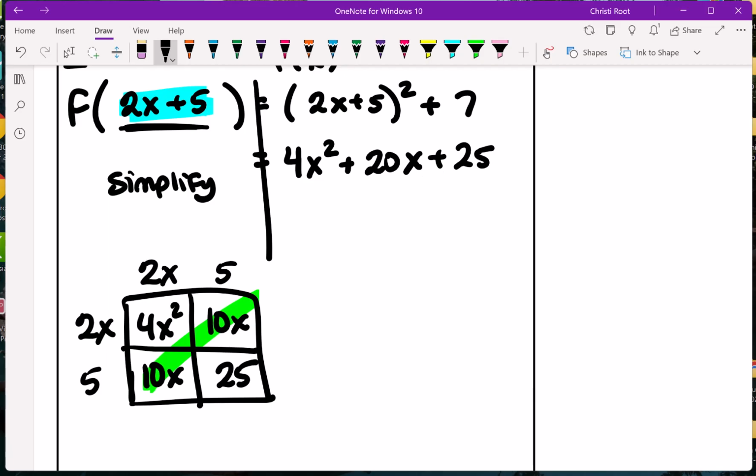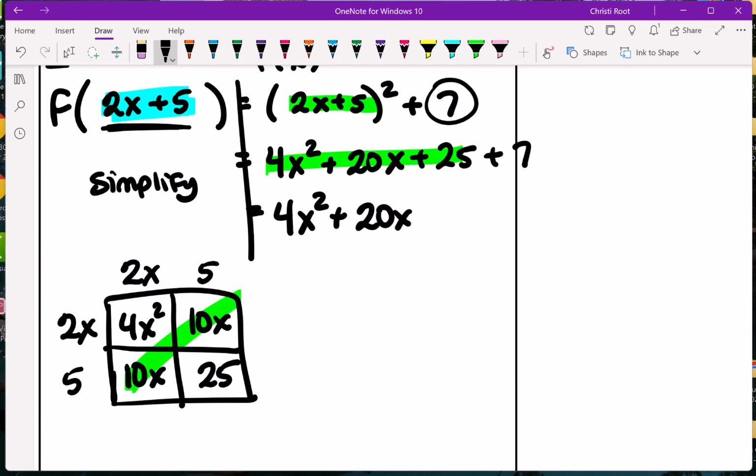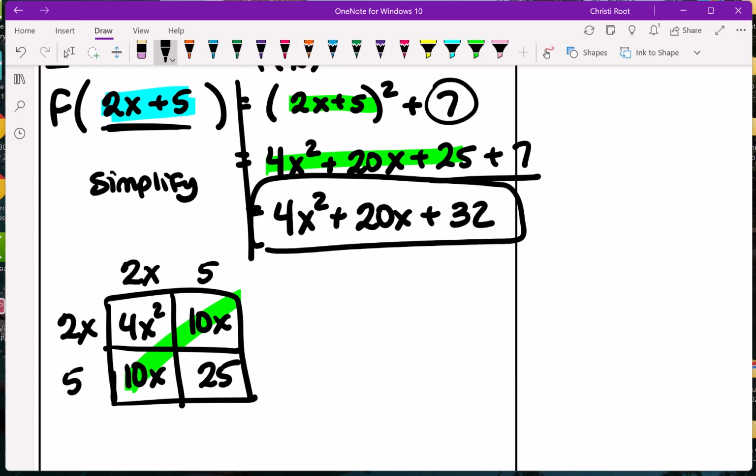Now there is something that I am forgetting to write down. What is it? What have I not done? Yes, a lot of people forget the rest of the function. So after you multiply the 2x plus 5, write that down, and then you still have to add the 7. So 25 plus 7 is going to give you 32.